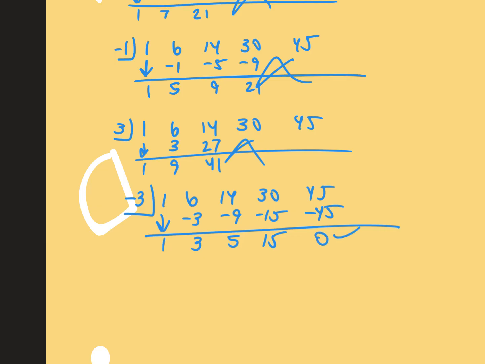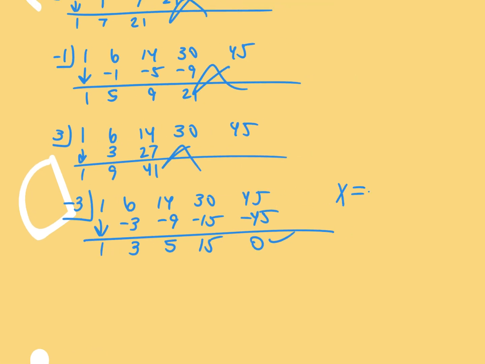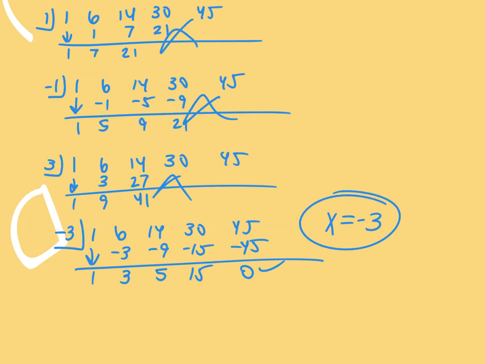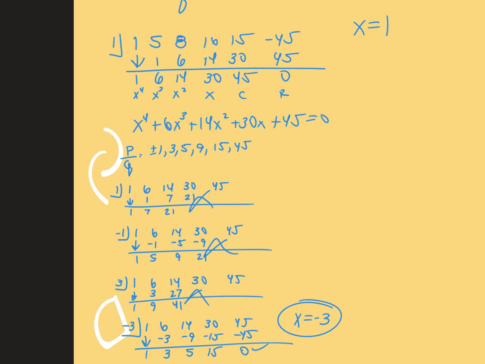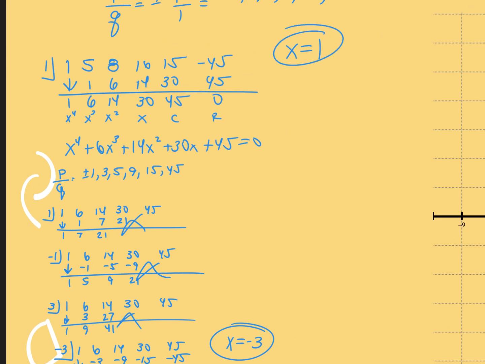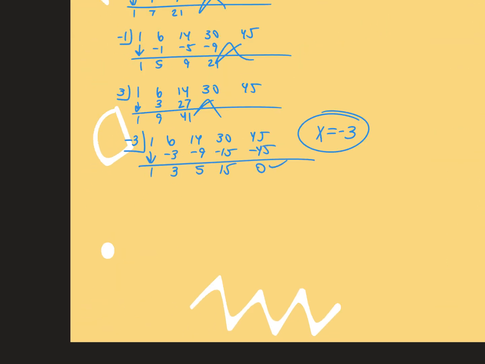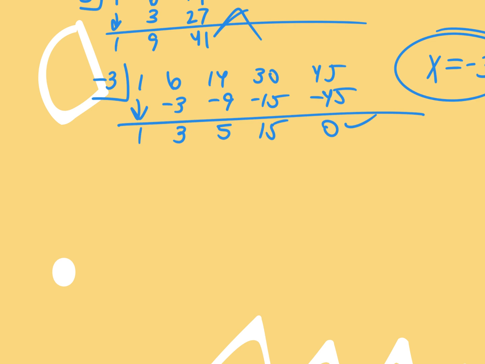So what did I just figure out there? X equals negative 3. Okay, there's another one. How many total do I need? I need a total of 5, and I only found 2. Oy, oy, oy. All right, what's left over here? X cubed. I love it. X squared, x, constant, remainder.